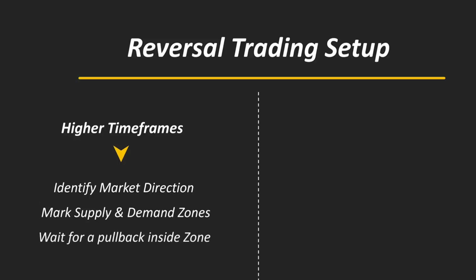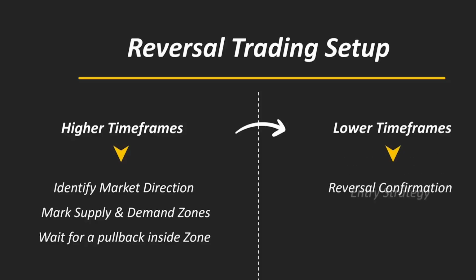Then we wait for the price to enter our zone and move to a lower time frame. There, we wait for a clear reversal setup and enter the trade in the direction of the higher time frame. You can use any time frame combination for this strategy, but your entry time frame should be at least 2 times lower than the higher time frame.